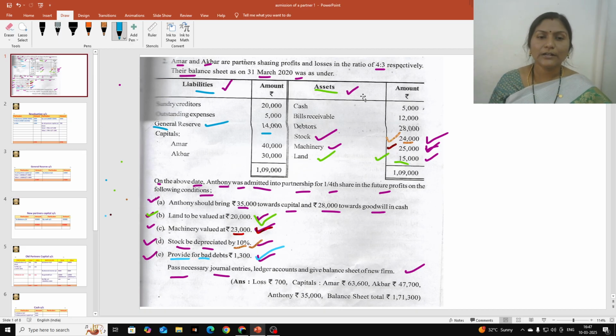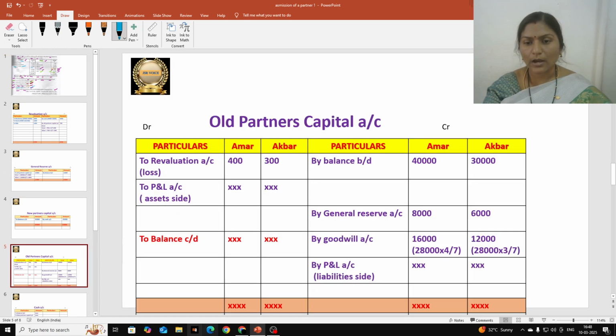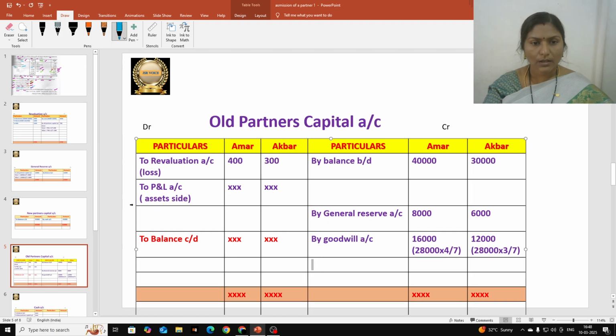And do we have it on the liability side? Check it once. We don't have there also. If you have, then you should compulsorily write it and distribute to old partners. We don't have, so I am removing this. Both the sides I am removing. Hope this is clear. Now we have some items on the credit side and only one item on the debit side.